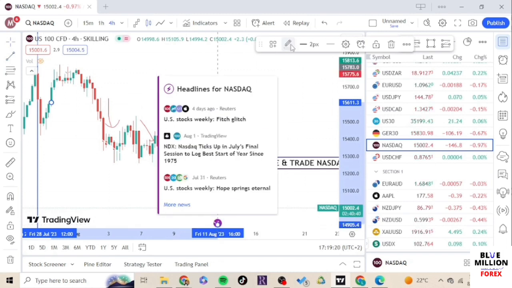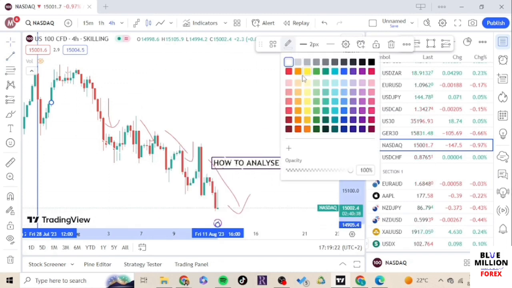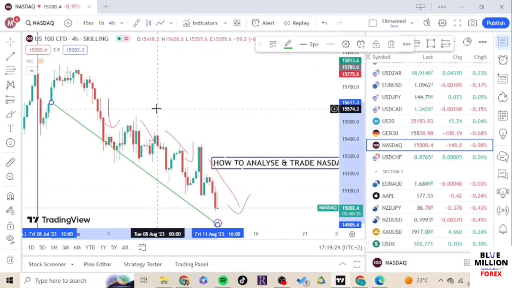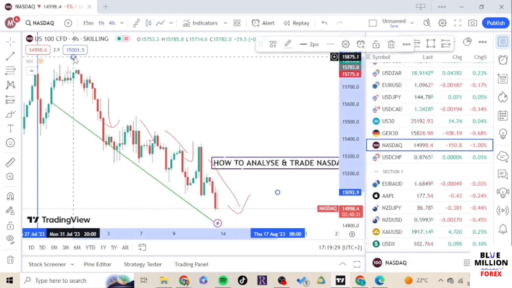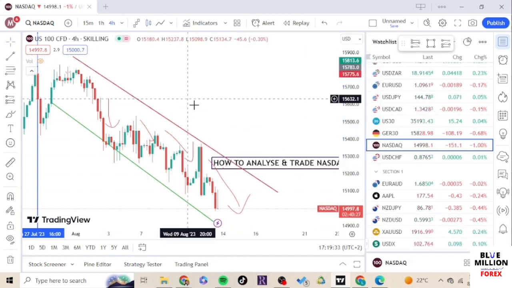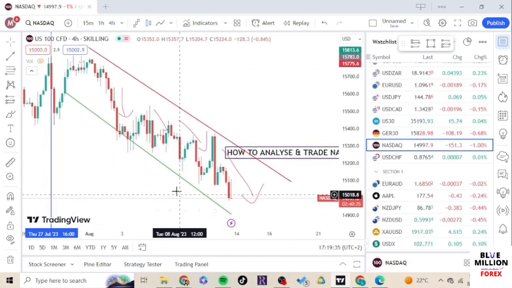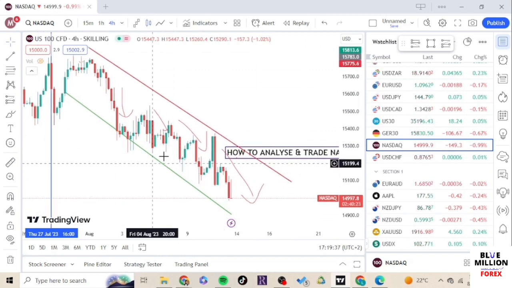Now, let me just change the color of this. Let me make this green, and I'll make the other one red. Right? I'll just make it red. Now, this is what you see, right?